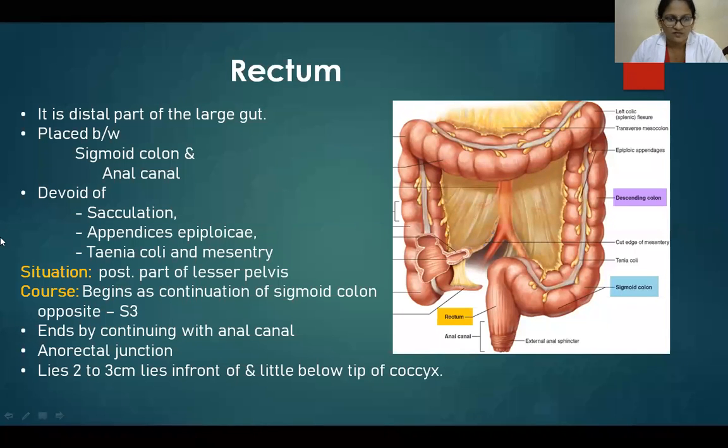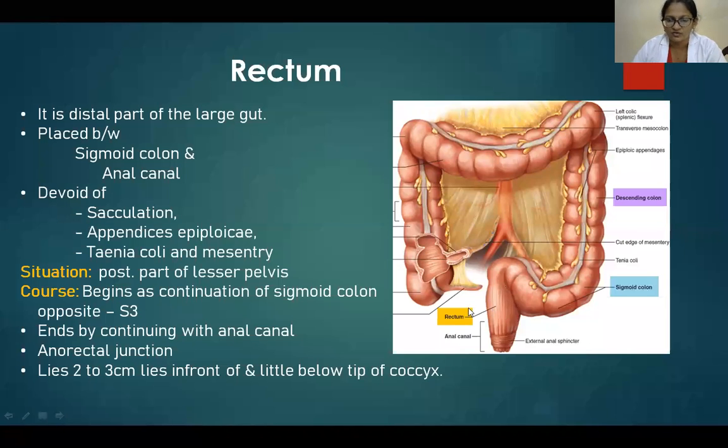Appendices epiploicae are also absent. These are the appendices epiploicae, pouches of fat. These are absent in the rectum. Next, the tinea coli and mesentery. This is the tinea coli. The tinea coli is also absent in the rectum, and the mesentery is also absent in the rectum.